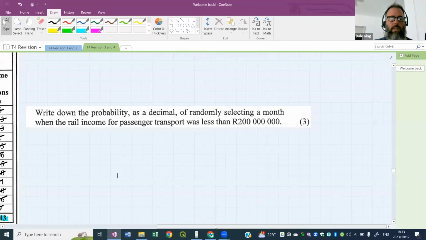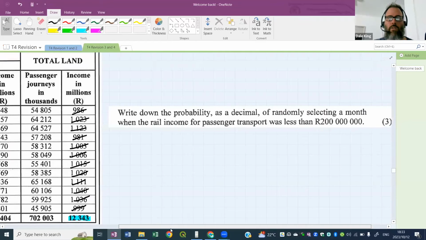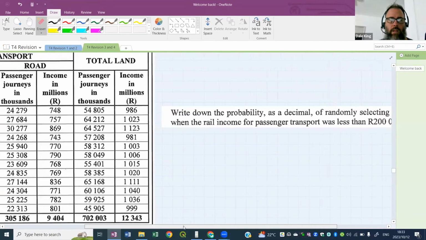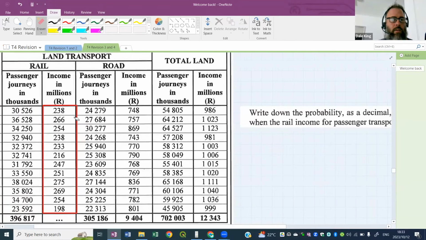Write down the probability as a decimal of randomly selecting a month when the rail income for passenger transport was less than 200. So we got to go find out, where do we see this? Where do we see rail income less than 200? First of all, how many are there of those? So here's rail over here. Here's the income. Where is it less than 200? Okay. Only one place.